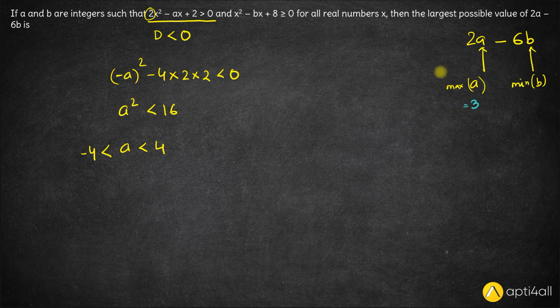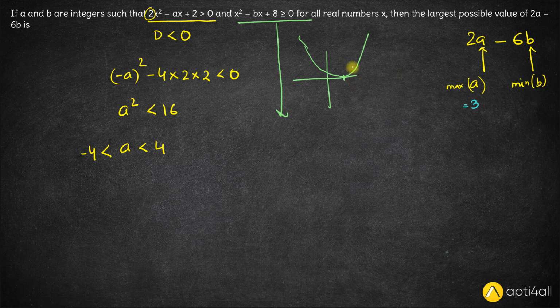Next, let's focus on the other equation. Now this expression is greater than or equal to 0, and the coefficient of x² is 1, which is positive. Since the x² coefficient is positive, the graph will be an upward facing parabola and it is greater than or equal to 0. So basically what will happen is the graph will touch the x-axis and go up. So that means this quadratic has real and equal roots.